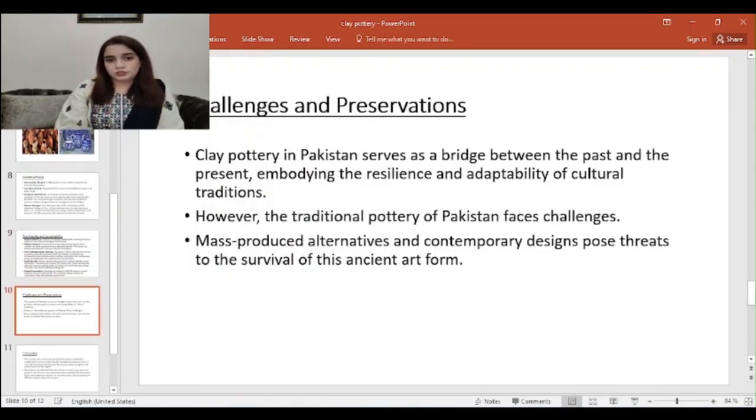Challenges and preservation. Clay pottery in Pakistan is a bridge between the past and the present, embodying the resilience and adaptability of cultural traditions. However, the traditional pottery of Pakistan faces challenges. Mass-produced alternatives and contemporary designs pose threats to the survival of this ancient art form.